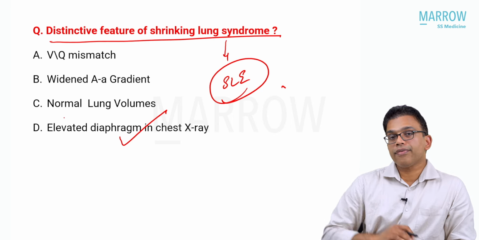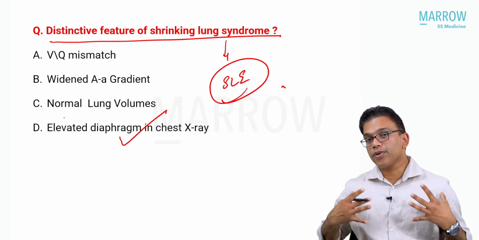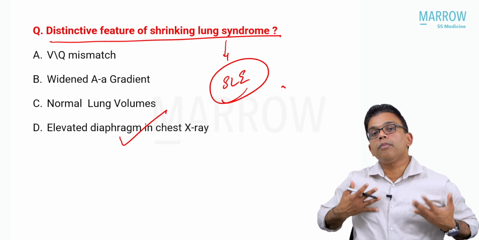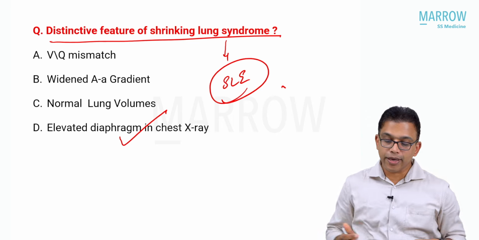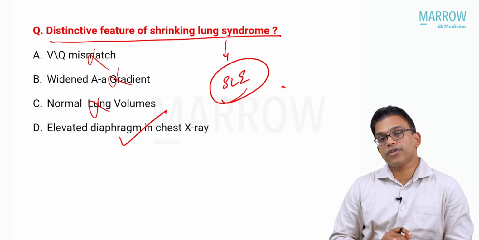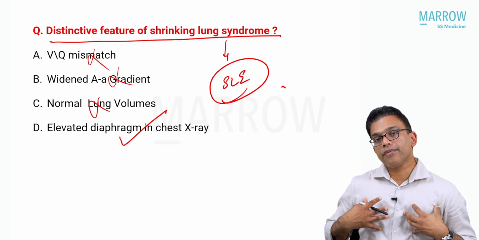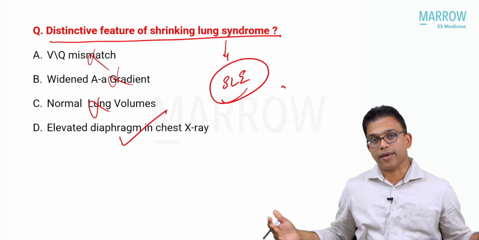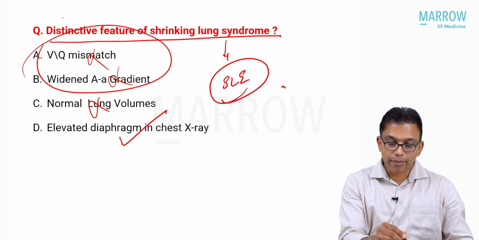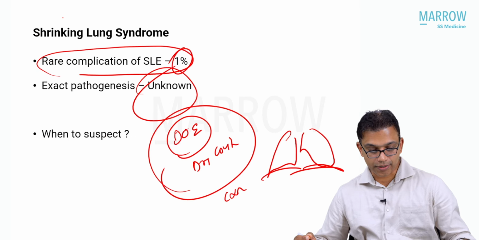The lung volume will definitely be reduced. FVC will be reduced if you take a PFT. Why? Because the diaphragm is very high, so it will compromise the lung expansion. So FVC will be low. Alveolar arterial oxygen gradient and ventilation perfusion mismatch is not there. Why? Because whatever lung is there, it is oxygenating normally. There is no pathology at the alveolar level. That is why these two things remain normal in a patient with shrinking lung syndrome.